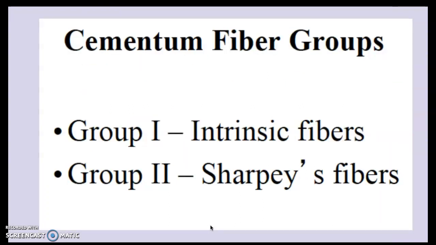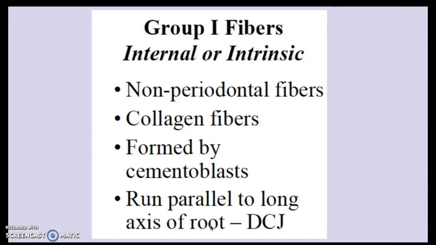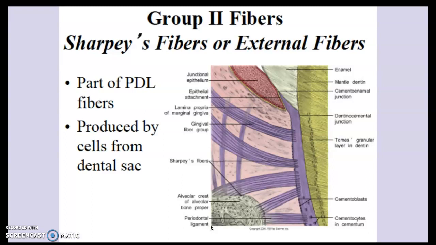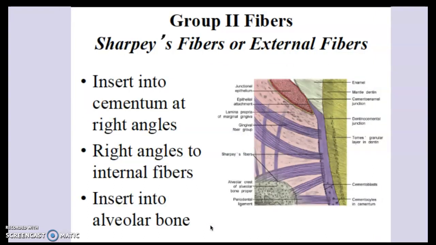Now we're going to go over the two cementum fiber groups. You have the intrinsic fibers and the Sharpey's fibers. So the first group of fibers, the internal or the intrinsic fibers, these are non-periodontal fibers. They're composed of collagen fibers. They're formed by the cementoblast, and they run parallel to the long axis of the tooth. Group 2, or Sharpey's fibers, these are part of the PDL fibers. They're produced by the cells from the dental sac. They insert into the cementum at right angles to the internal fibers, and they insert into the alveolar bone.